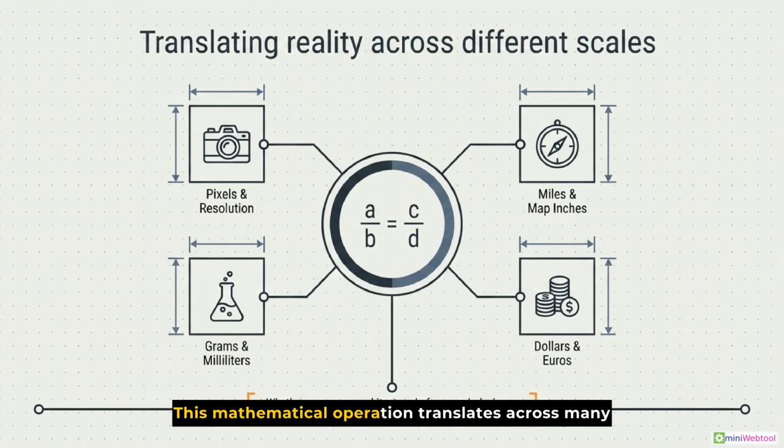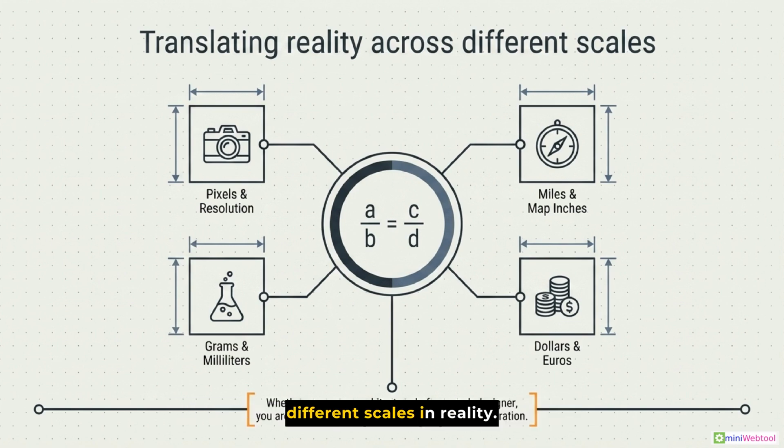This mathematical operation translates across many different scales in reality. Whether you are dealing with pixels and resolution, miles and map inches, grams and milliliters, or dollars and euros, the underlying mathematical operation is the same.